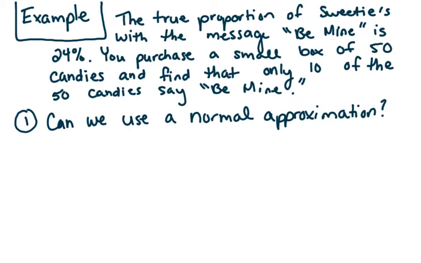So let's look at an example of this. It says the true proportion of sweeties with the message "Be Mine" is 24%. You purchase a small box of 50 candies and find that only 10 of the 50 candies say "Be Mine." Can we use a normal approximation? Well, we need to check our criteria.